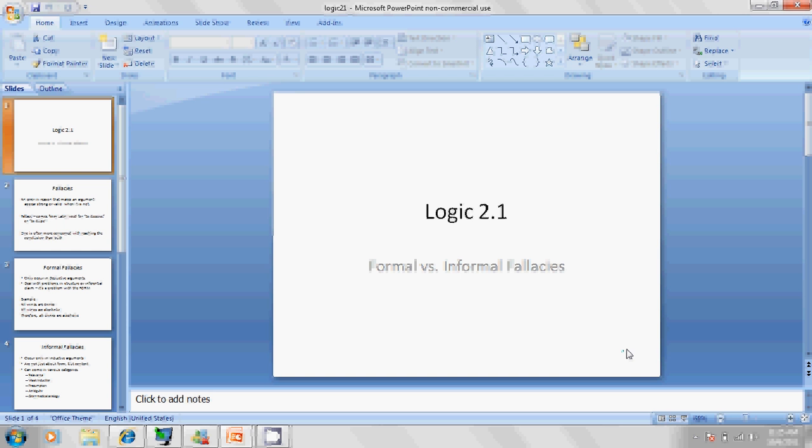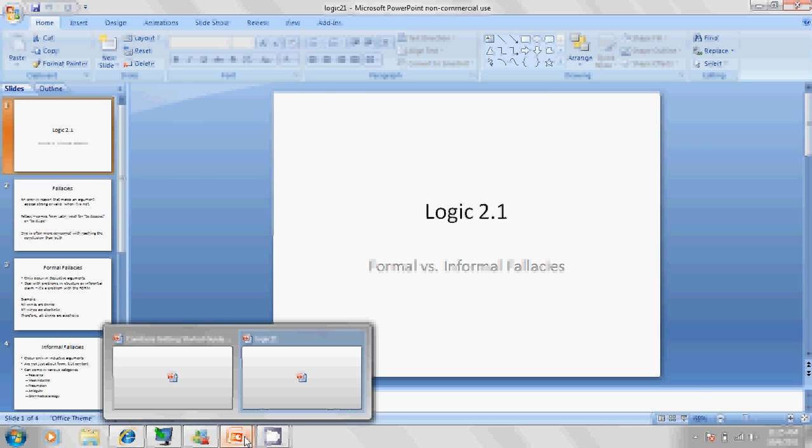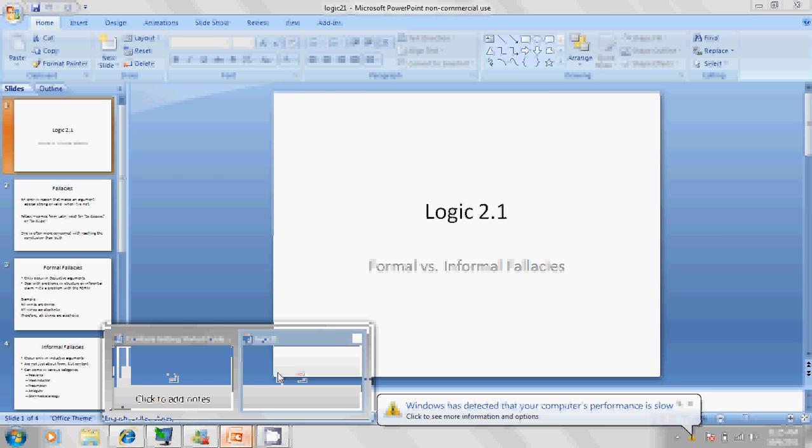Alright, so that's basically all there is to the formal versus informal. It's fairly simple. Formal deals with deductive, and informal are problems within it. So let's move straight on to relevance in chapter 2.2.